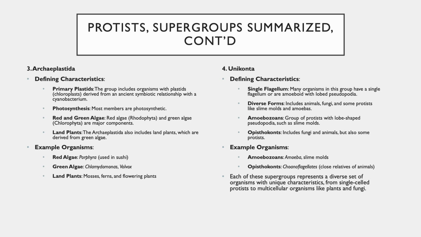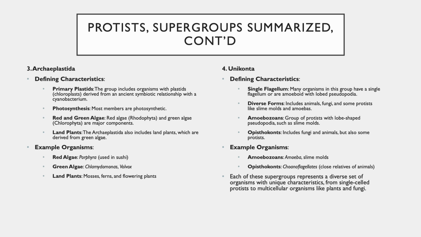Members of this group have the ability to be photosynthetic. They can carry out photosynthesis. They include red and green algae and land plants. So Archaeplastida include land plants that have all derived from green algae. So this entire group has the recent common ancestor of green algae, which itself is classified as a protist.